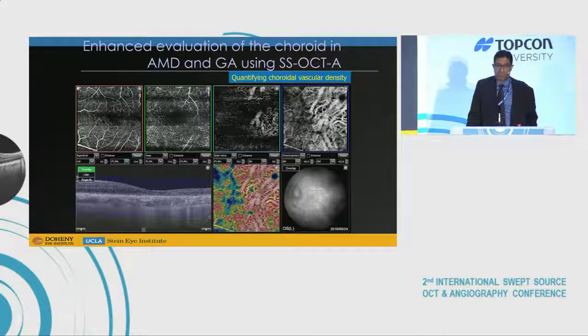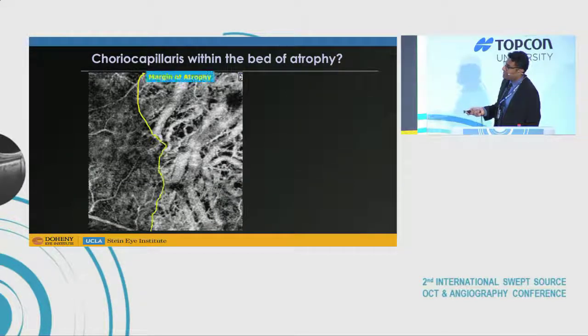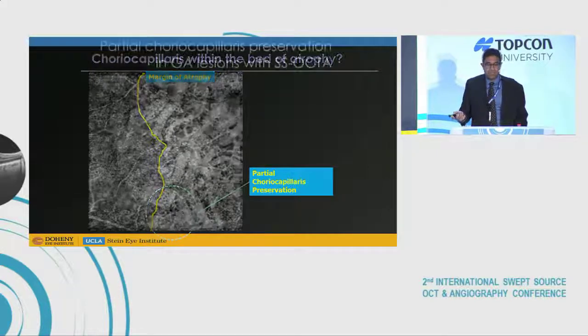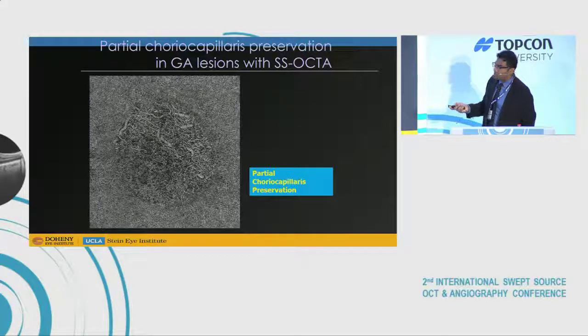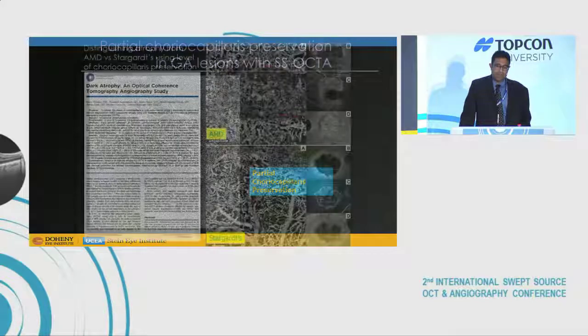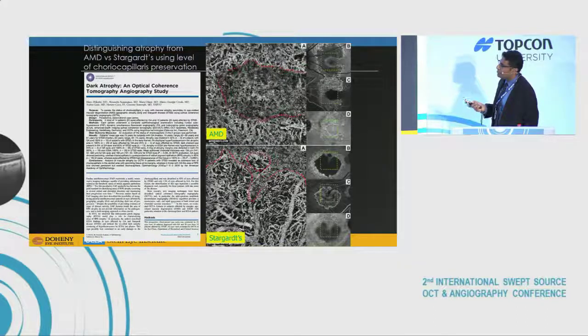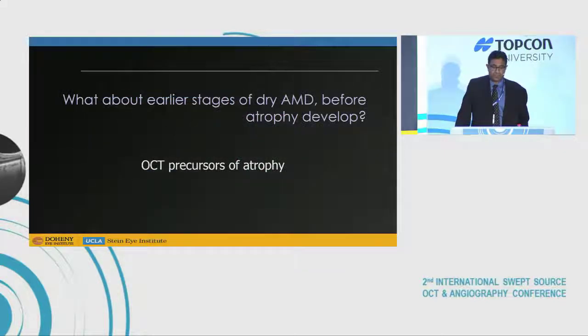But in addition, what we're observing in these areas of atrophy associated with GA is that even within the bed of atrophy, we can identify areas of partial preservation of the choriocapillaris. And they may be important. It's that case I showed earlier, but now you can see the OCTA image. Again, you can see some patchy areas of choriocapillaris preservation. And Giovanni Staurenghi has pointed out that perhaps this could be useful in distinguishing the origin of atrophy, as you often see areas of preservation in GA eyes associated with AMD, as opposed to, for example, atrophy in other disorders like Stargardt's.